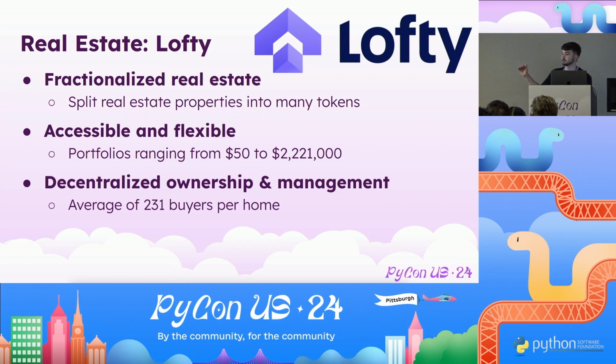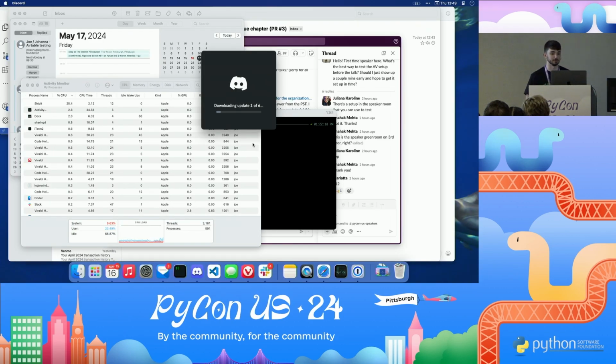Lofty is a really good example of taking an existing solution and using blockchain to increment, random Discord update.